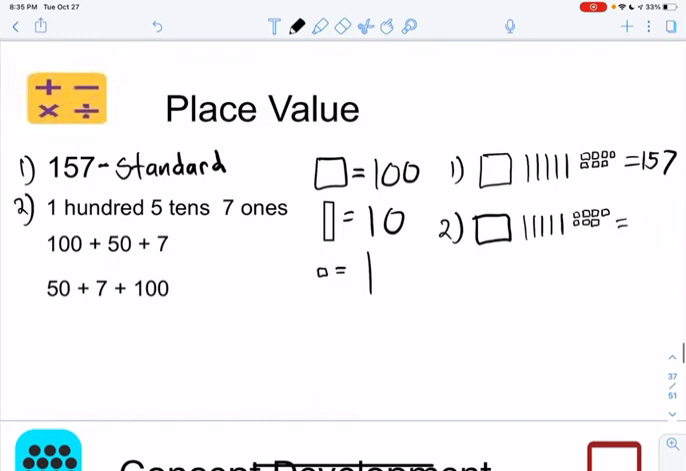Now, let's look at number 3. So we have a 100. We have a 50, which means we need 5 tens. And we have a 7, which means we need 7 ones.